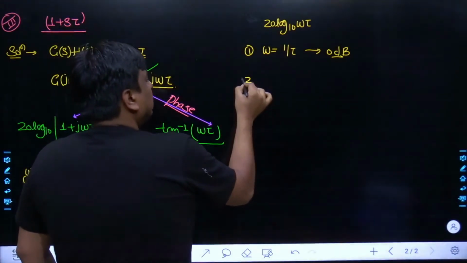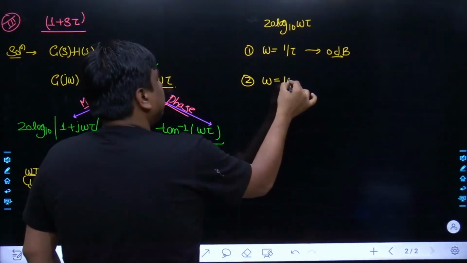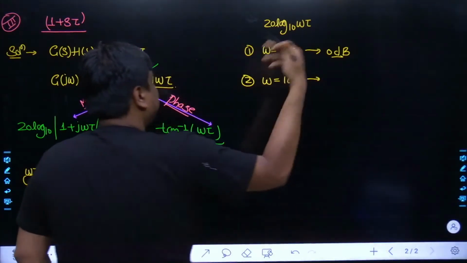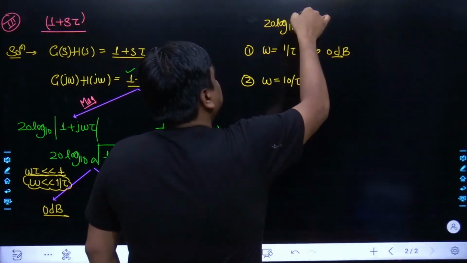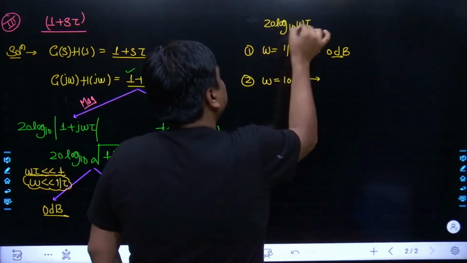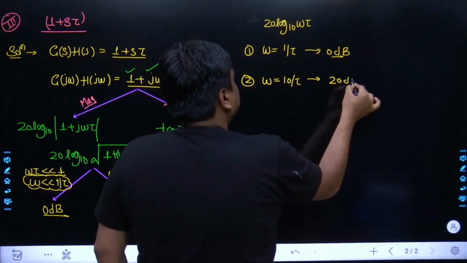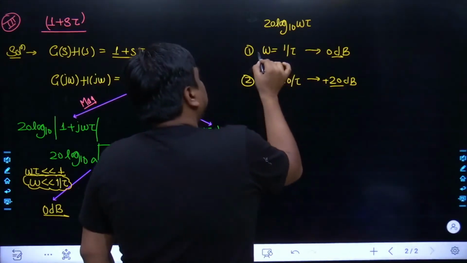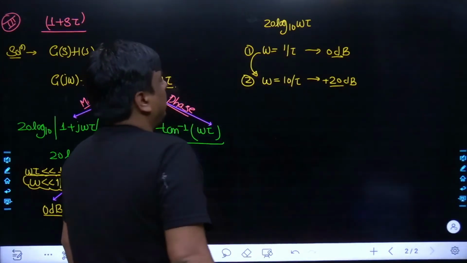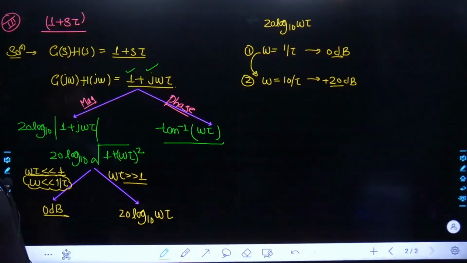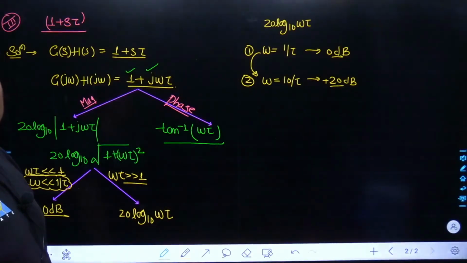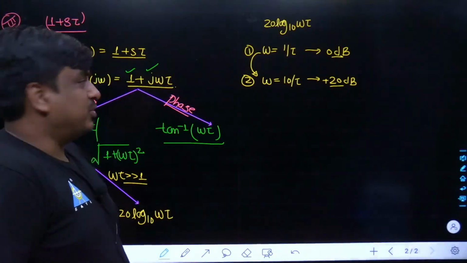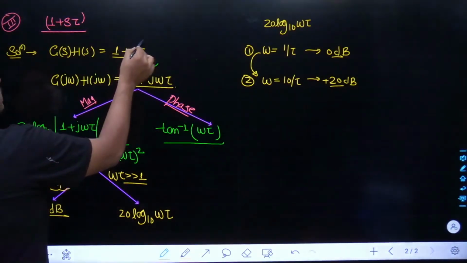Similarly, let's take omega equal to 10 times the older operating frequency. One decade forward we have gone. In that case, what happens? Omega is 10 times 1 divided by tau. Tau goes out. 20 log base 10 of 10 is simply plus 20 dB. So in each 1 decade improvement, the magnitude had changed by plus 20 dB. So what we can say from here also, the conclusion is the very same. We have the improvement of the magnitude by plus 20 dB because of the factor 1 plus s tau.